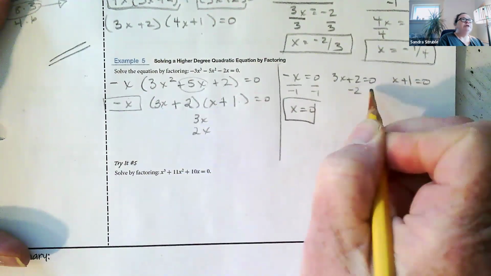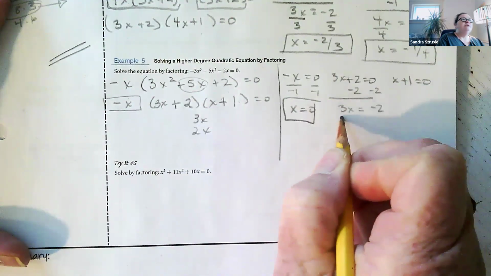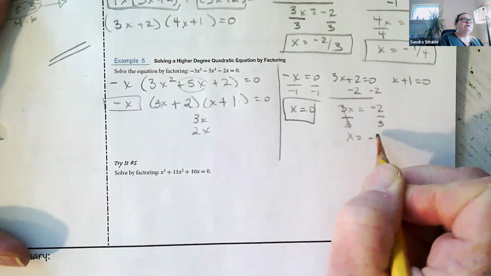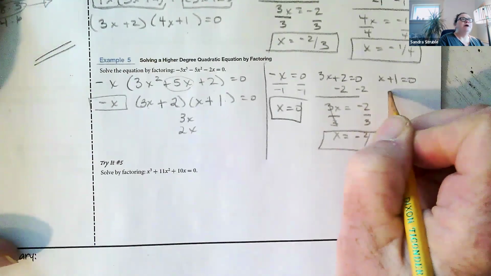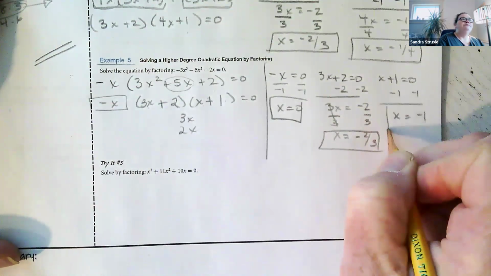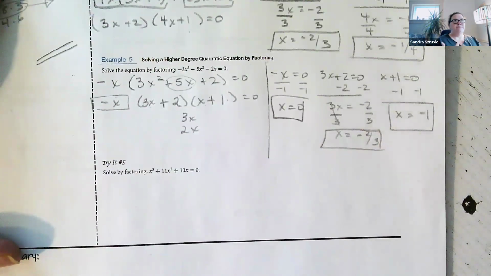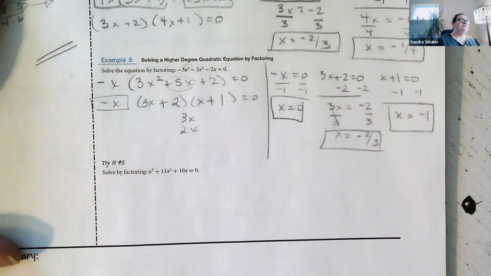We're going to subtract 2 from both sides. You get 3x is equal to negative 2. Divide both sides by 3. And x equals negative 2/3. And then finally, you're going to subtract 1 from both sides, and you get x is equal to negative 1. Okay. Now, I have 3 answers, which I knew I was going to get because my highest degree is 3.